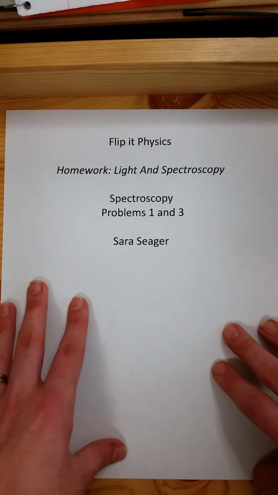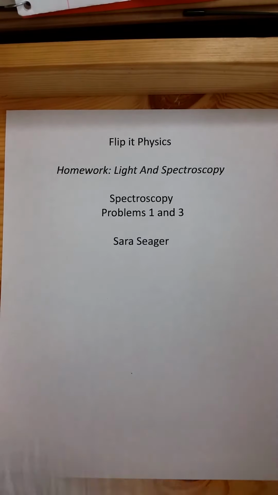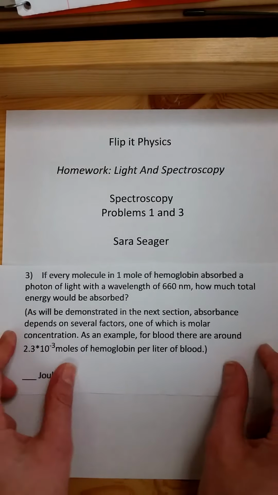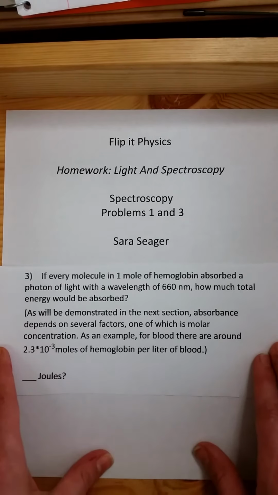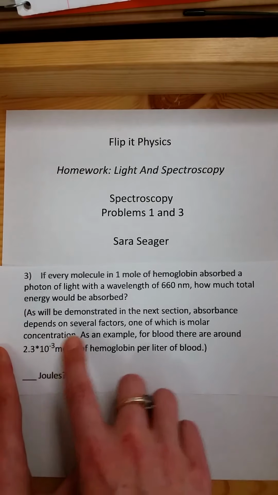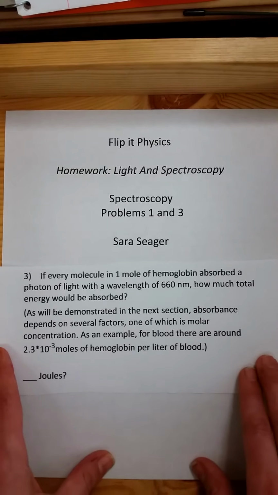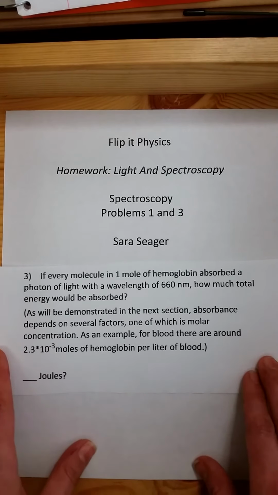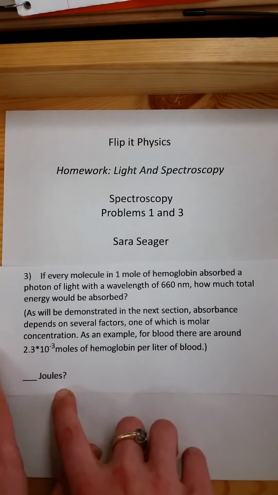Okay, now we're going to move on to problem 3. Problem 3 states, if every molecule in 1 mole of hemoglobin absorbed a photon of light with a wavelength of 660 nanometers, how much energy would be absorbed? As will be demonstrated in the next section, absorbance depends on several factors, one of which is molar concentration. As an example, for blood, there are around 2.3 times 10 to the negative third moles of hemoglobin per liter. We're asked to find joules.